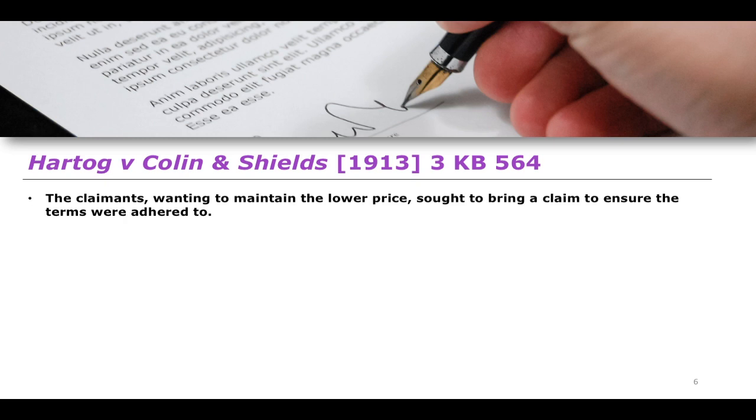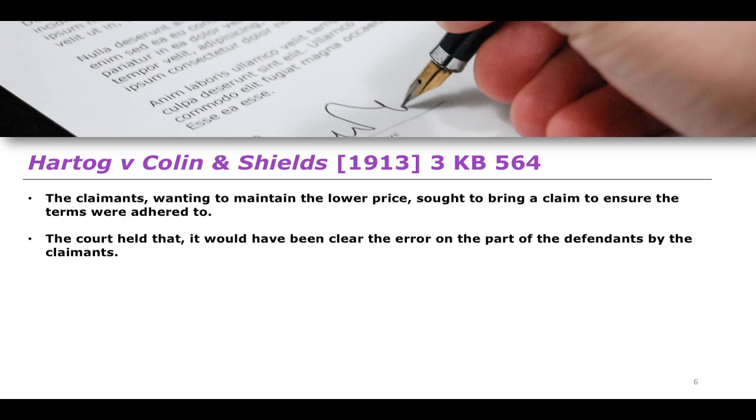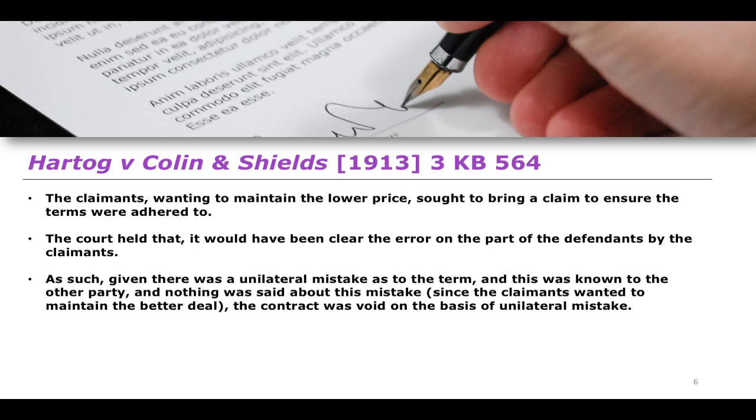The court held that there would have been a clear error on the part of the defendants, and this would have been clear to the claimant. As a result, given that there was a unilateral mistake as to the term, and that this was known to the other party, and that nothing was said about this mistake, the contract was made void on the basis of unilateral mistake.